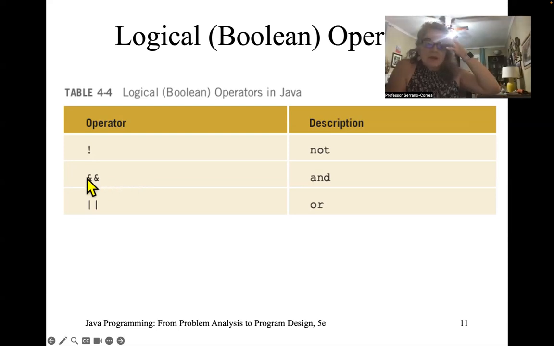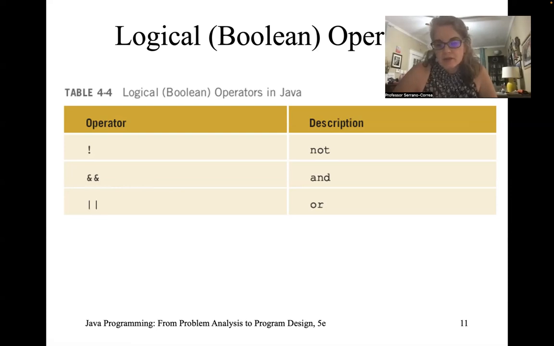So this is and. You have to use two ampersands next to each other, no space, not the word and, not the word not. This is for or. So with and, both sides have to be true to be a true statement. With an or, only one of the conditions. So there's going to be a condition here and a condition here.